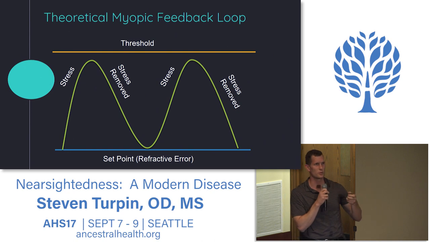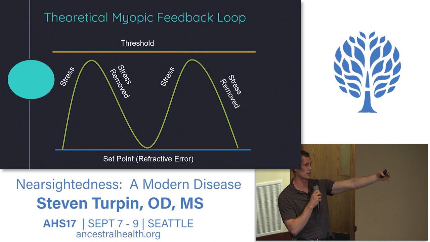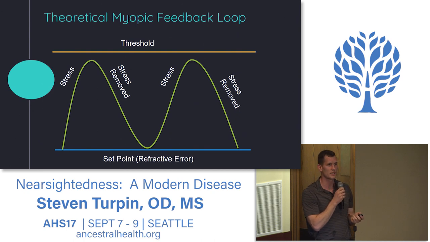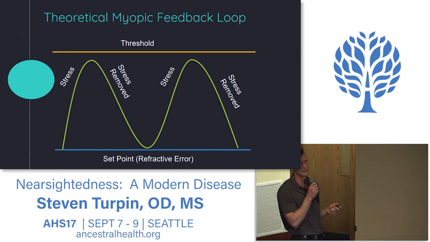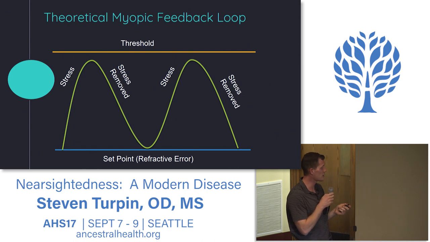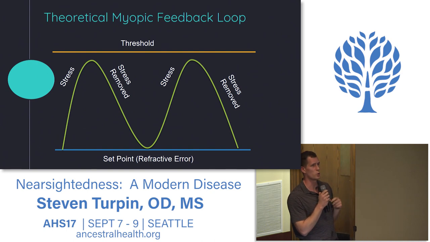And then as you move through the world, you go outside, you look at things far away, you eat better foods, these stressors are removed, and it goes in a cyclic cycle, or maybe not cyclic, maybe you just spend all your time inside eating crappy food and reading, and then it's just straight across. But as long as it doesn't cross this threshold, you're okay, you're not going to have the eye growth. And this threshold is determined by your genetic makeup. So some people who are exposed to the same things might be more susceptible because of their genetics.